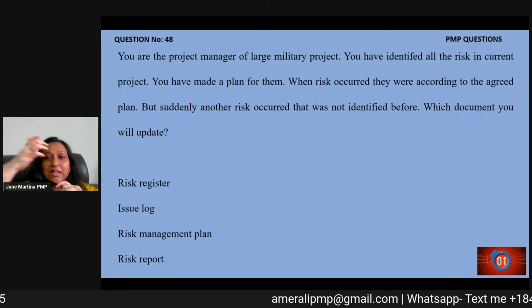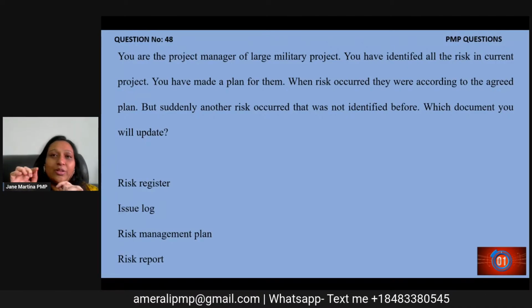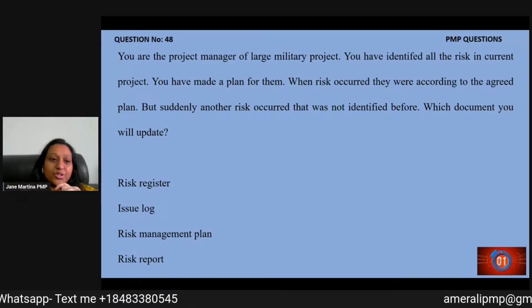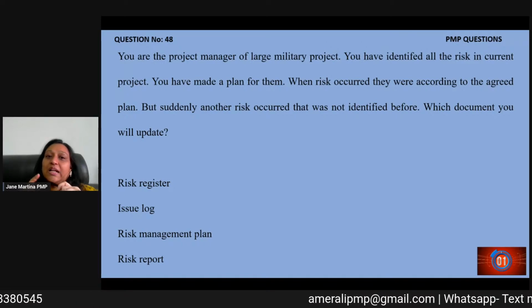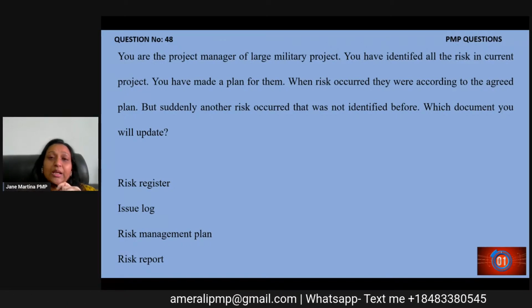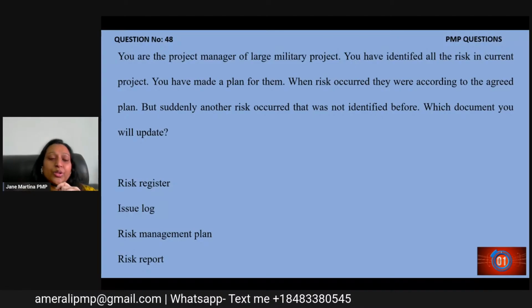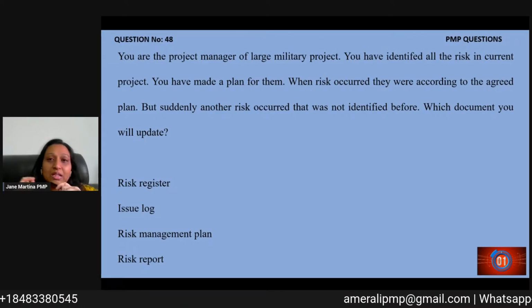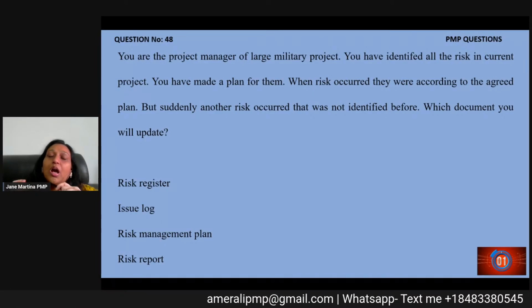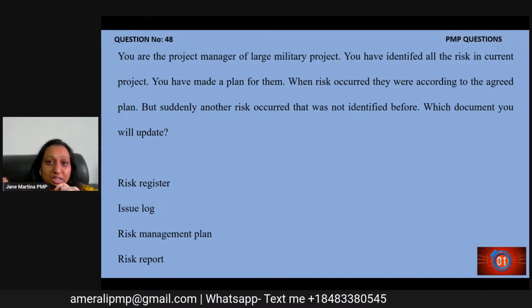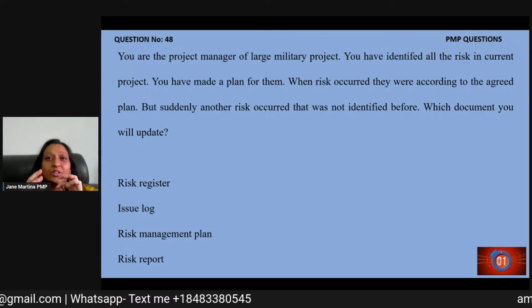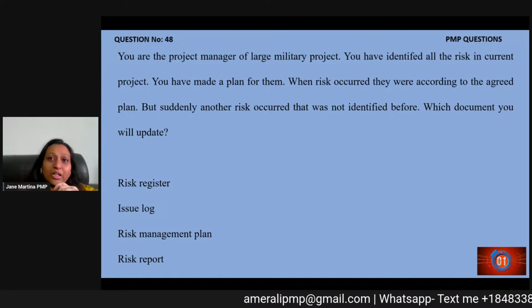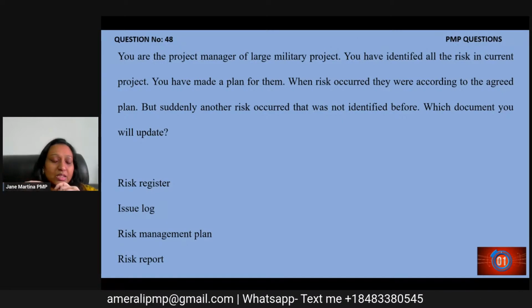So let's go to the options. Risk register: it might not be immediately updated in the risk register, so that is not the right option. Issue log: yes, because an unidentified risk, when it happens, becomes an issue, so it will be moving into the issue log. We will never update a risk in a risk management plan. The risk management plan is to let you know how you have to manage the risk, or to audit whether the agreed risk plans are done for that particular project or not. So that is not an option.